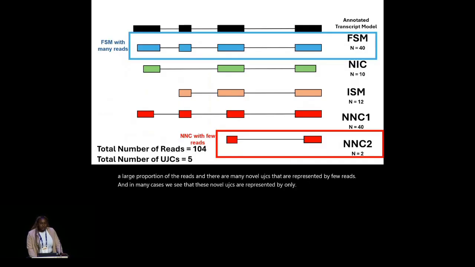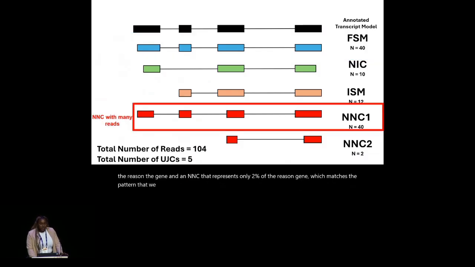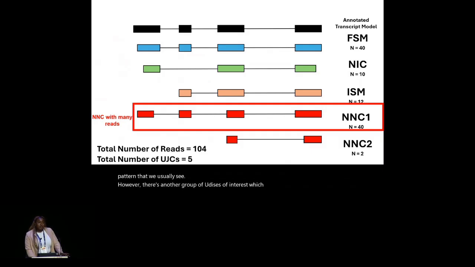If we go back to our example, there's an FSM that represents about 40% of the reads in the gene, and an NNC that represents only 2% of the reads in the gene, which matches the pattern that we usually see. However, there's another group of UJCs of interest, which are the novel UJCs that are represented by many reads.